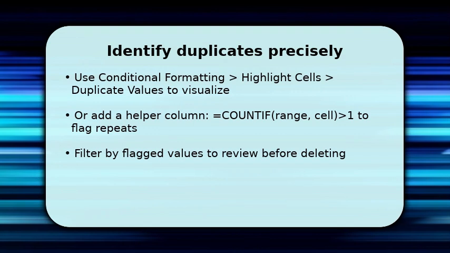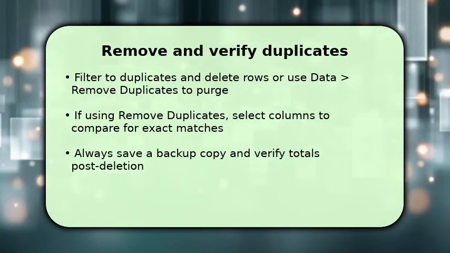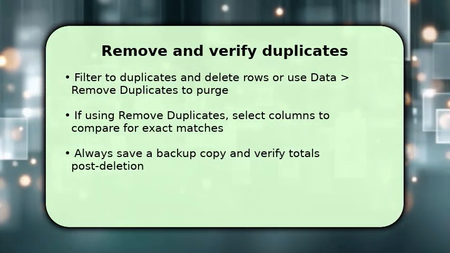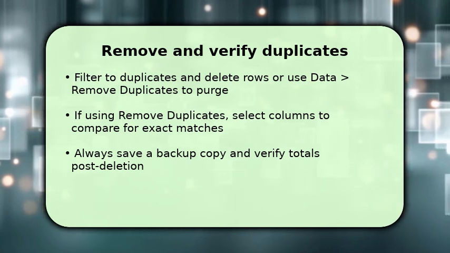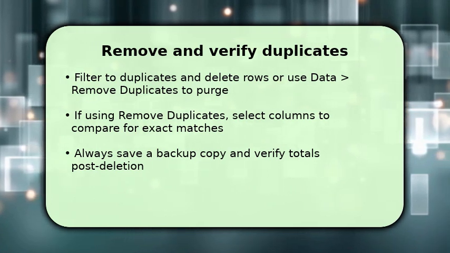To remove repeats, filter the helper column and delete visible rows, or use Data, Remove Duplicates to purge entries automatically. When using Remove Duplicates, pick which columns define a duplicate so you don't unknowingly drop distinct records.